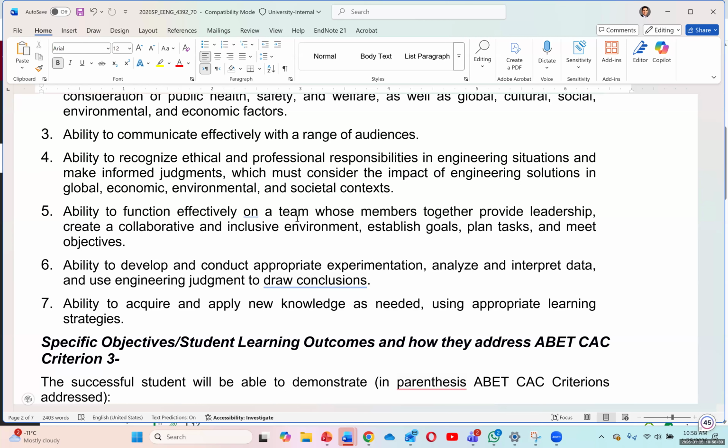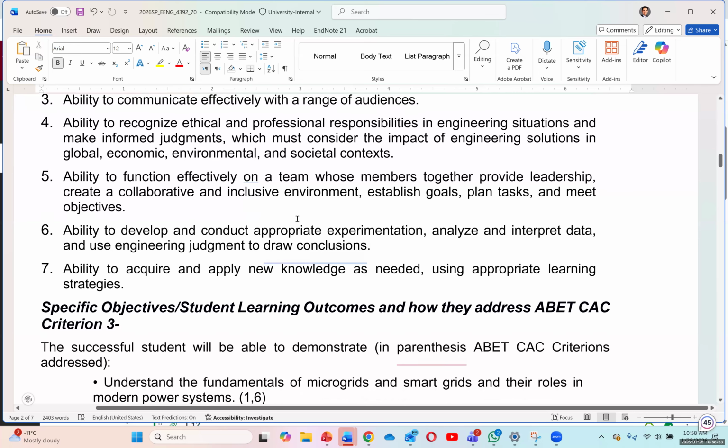Again, teamwork is very important, and I'll give you some projects for that. Also, the ability to develop and conduct appropriate experimentation, and the ability to acquire and apply new knowledge as needed. And you're already familiar with most of these as well.